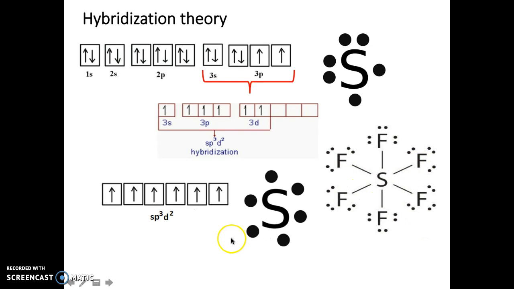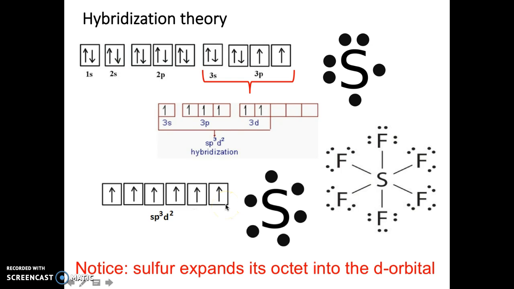Okay, so now imagine this is sulfur's 6 valence electrons, and each of the fluorine atoms will occupy each of these still unpaired electrons that are on these hybrid orbitals. There's 6 of them. Okay, so imagine that. Now notice that because sulfur has an expanded octet, it moves into the d orbital when you hybridize it.